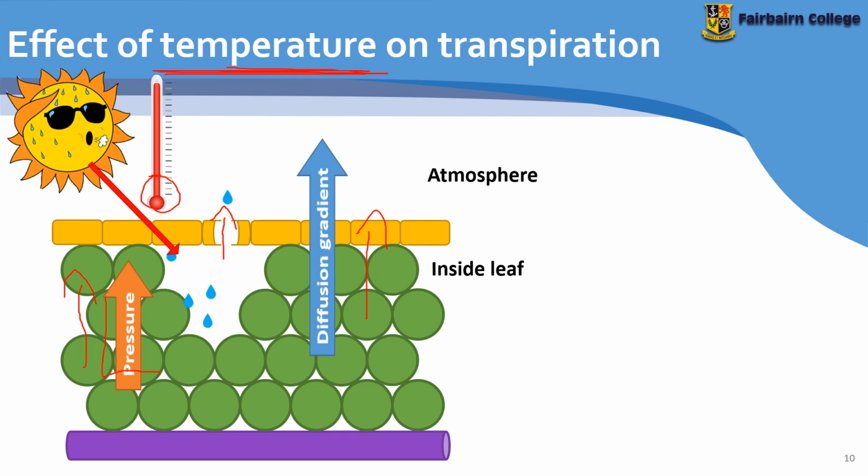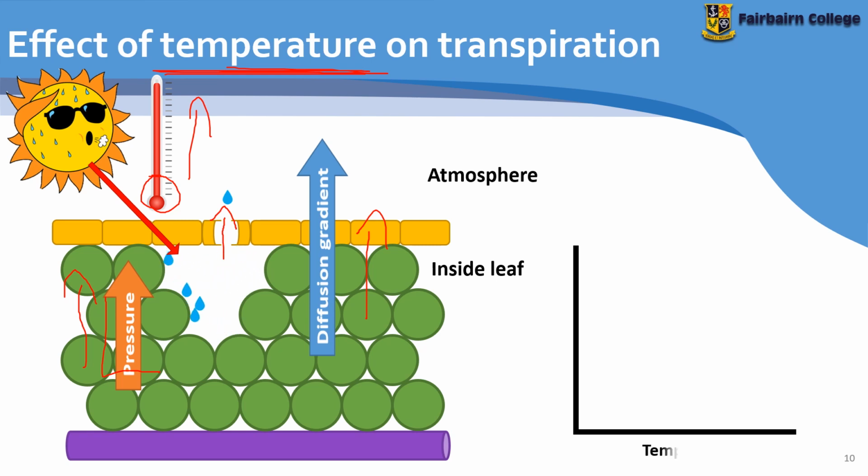If the temperature increases, the kinetic energy of the particles increases, which means the pressure inside of the leaf increases, which means the diffusion gradient increases, which increases the rate of transpiration. So it seems like quite a long process, but it's fairly simple. So just remember the 5 steps. Temperature increases, kinetic energy increases, pressure increases, the diffusion gradient increases, and the rate of transpiration increases. So everything increases. So again, let's look at this on a graph.